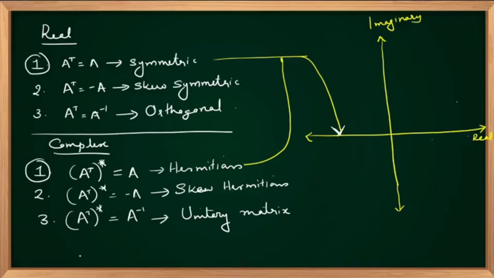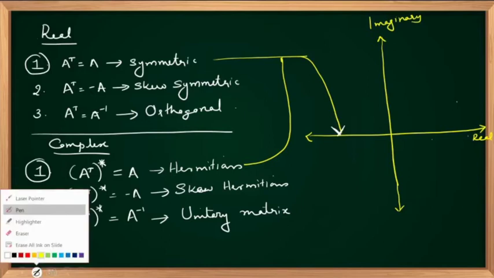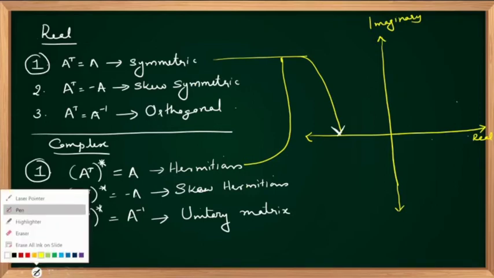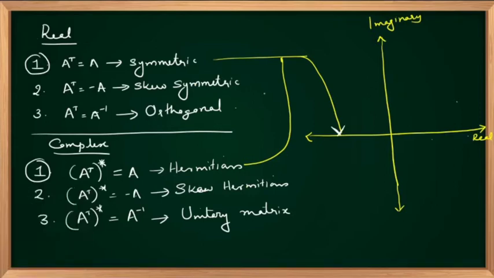Now the second cases are skew symmetric and skew Hermitian. For skew symmetric and skew Hermitian matrices, the eigenvalues will lie on the imaginary axis, which means for a skew symmetric matrix and skew Hermitian matrix, my eigenvalues will always lie on the imaginary axis. Now that gives you one more piece of information. There will be one real value on the imaginary axis. Which is our real value?